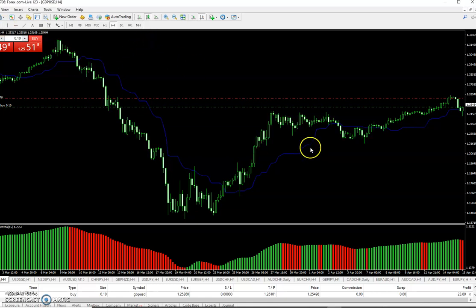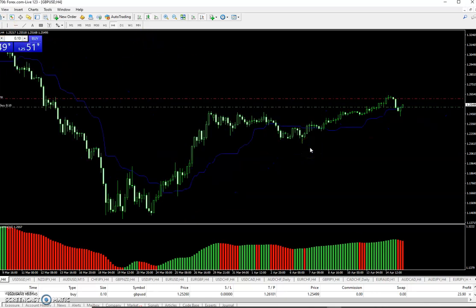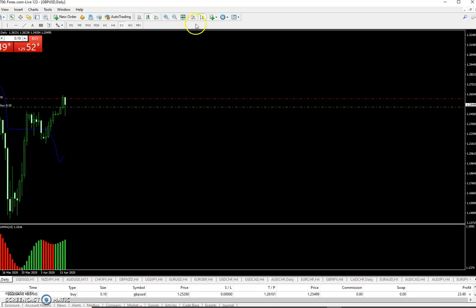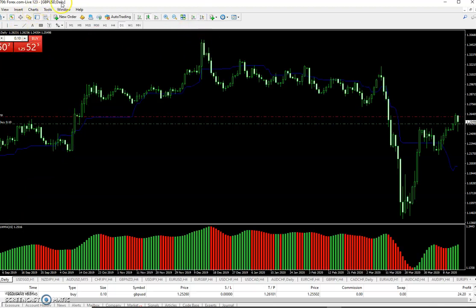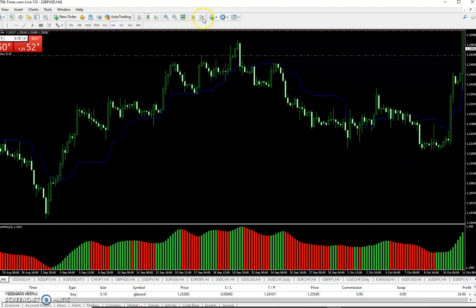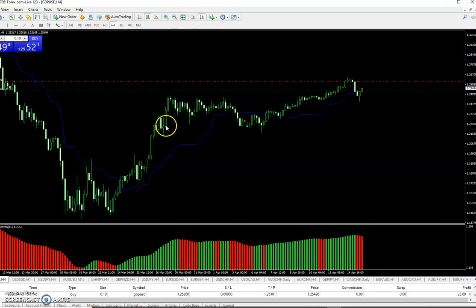So first off, you want to start off with the longer time frames. So this is the British pound, US dollar on a daily. So we had a massive sell-off here. I'm going back. Looks like it's bullish, especially on the shorter time frame. So this is a 4 hour.